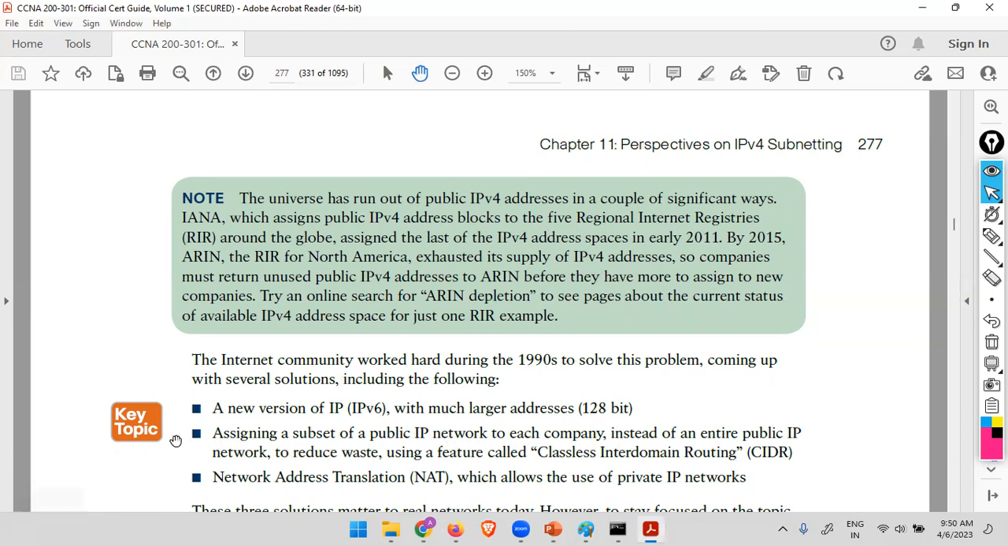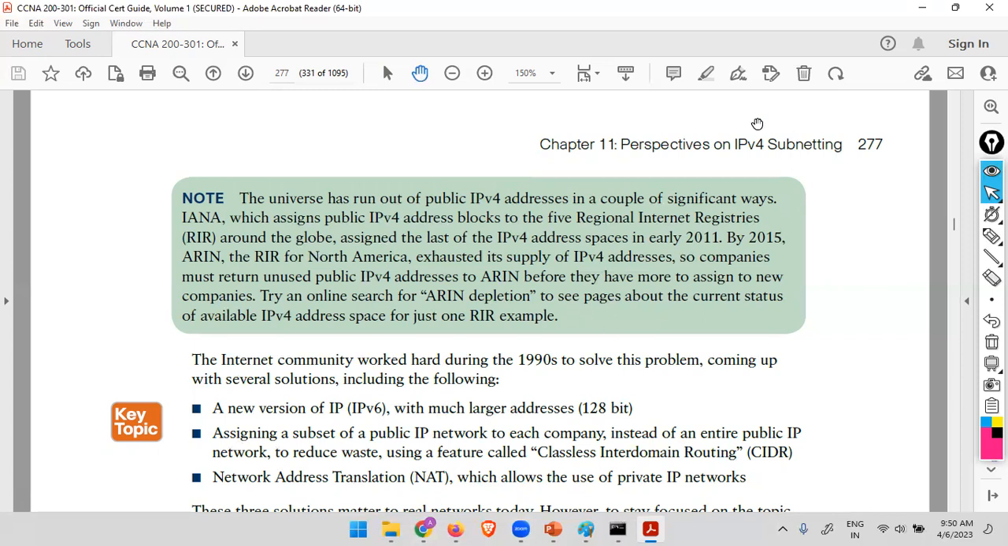What it is going to do is assign a subset of a public network to each company instead of the entire public network. Means instead of using one complete network, let's say class A, a very big network, 1 crore addresses, every company does not require that many addresses. So we can assign a subset or small part of that network. We can break down a network into smaller parts. That is what subnetting is. Why? To reduce wastage of IP addresses.